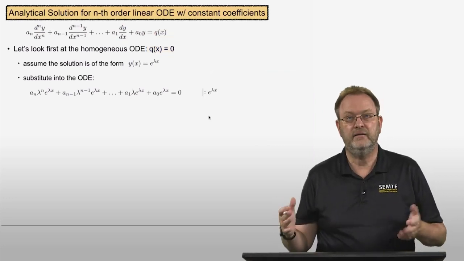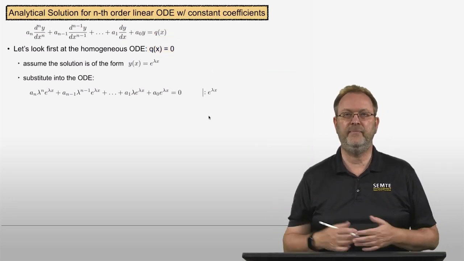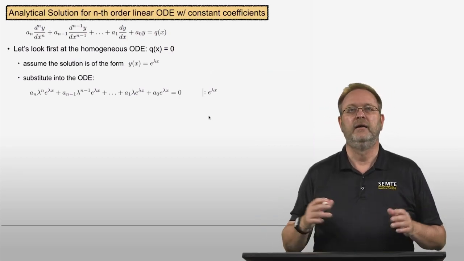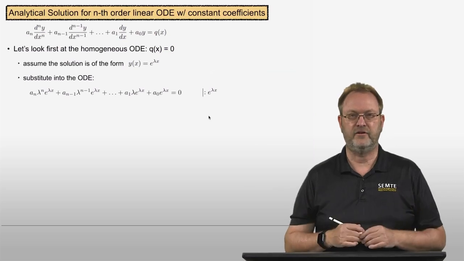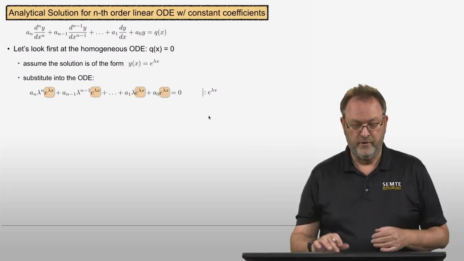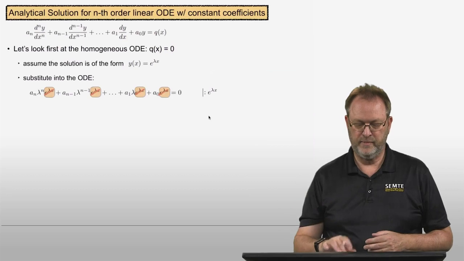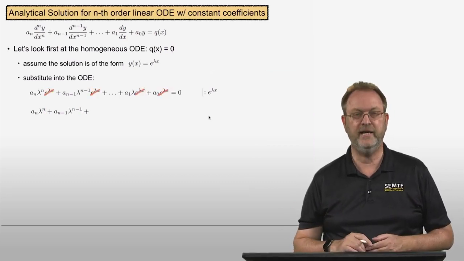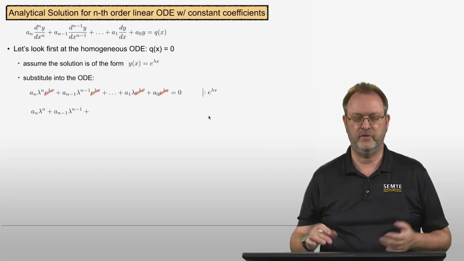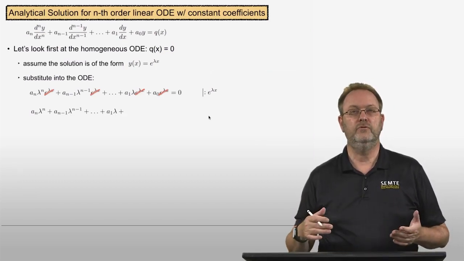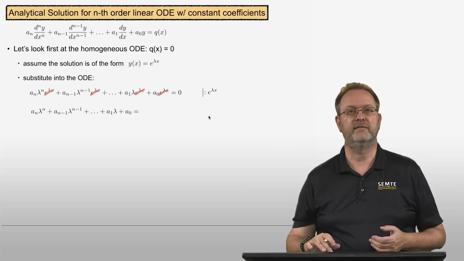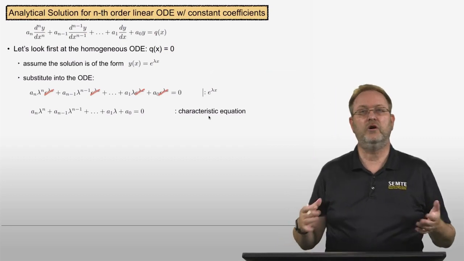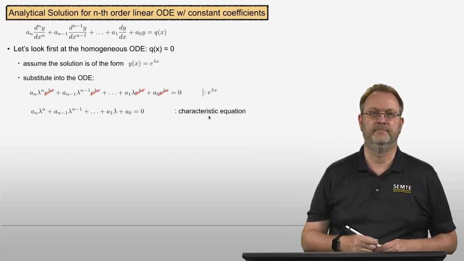Now we can divide this entire equation by e to the power lambda x, or technically speaking, we could factor e to the power lambda x out and then set one of the factors equal to 0. So all the e to the power lambda x disappear. We are left with a sub n times lambda to the power n plus a sub n minus 1 times lambda to the power n minus 1, all the way to plus a1 times lambda plus a0 is equal to 0. And that's what's called the characteristic equation.